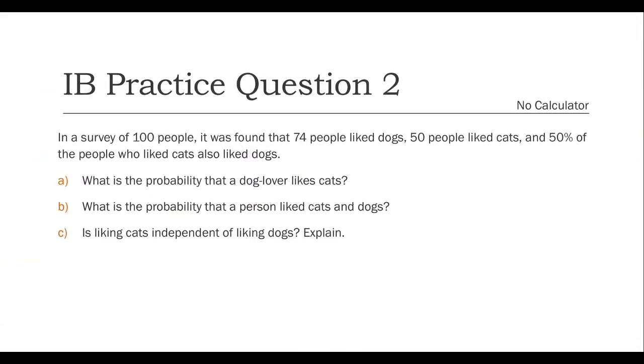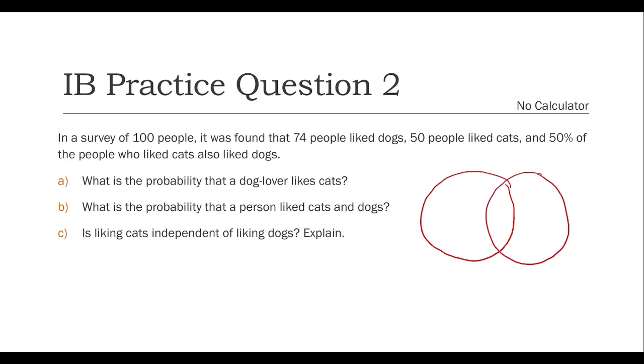Now we have our second IB practice question. It says, in a survey of 100 people, it was found that 74 people liked dogs, 50 people liked cats, and 50% of the people who liked cats also liked dogs. Part A says, what's the probability that a dog lover likes cats? So we have two different options here, so we can draw our Venn diagram where one side would be dogs and the other side would be cats.